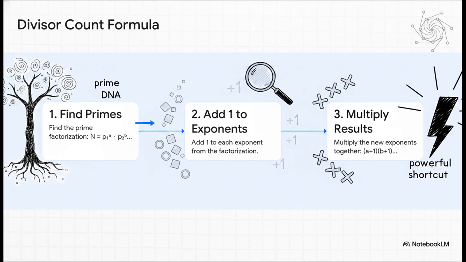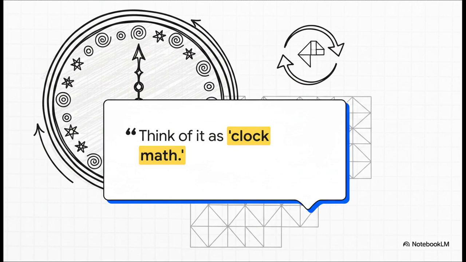It's an awesome shortcut. All right, our next tool is called modular arithmetic. I know, it sounds super intimidating, but stick with me, because it's really just clock math. You see, instead of numbers just going on and on forever, they wrap around once they hit a certain value. We call that value the modulus. On a standard clock, the modulus is 12, right? Once you hit 12, you just start right back over at 1.